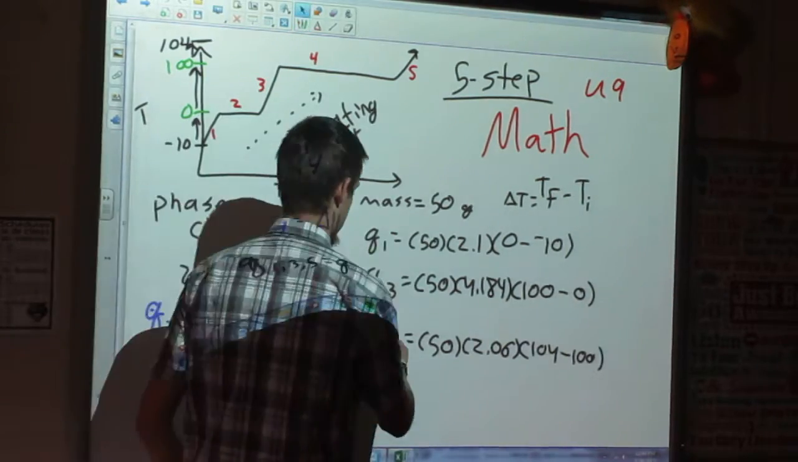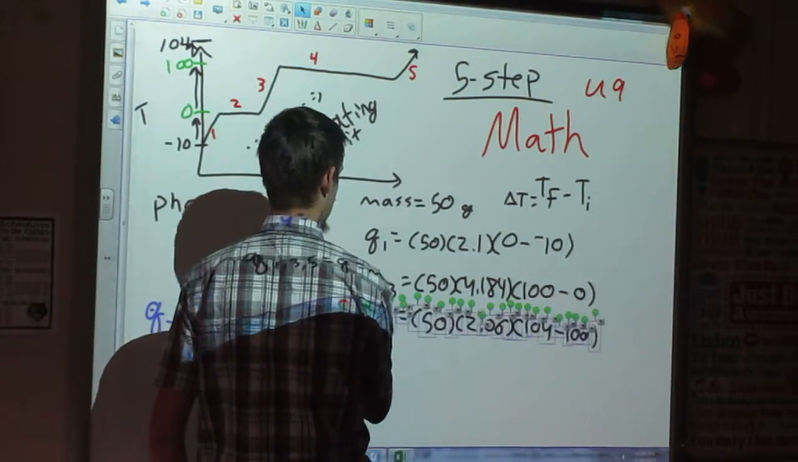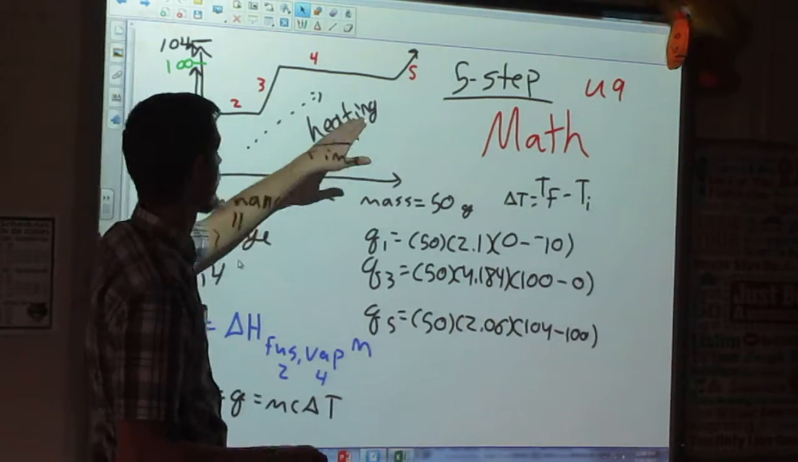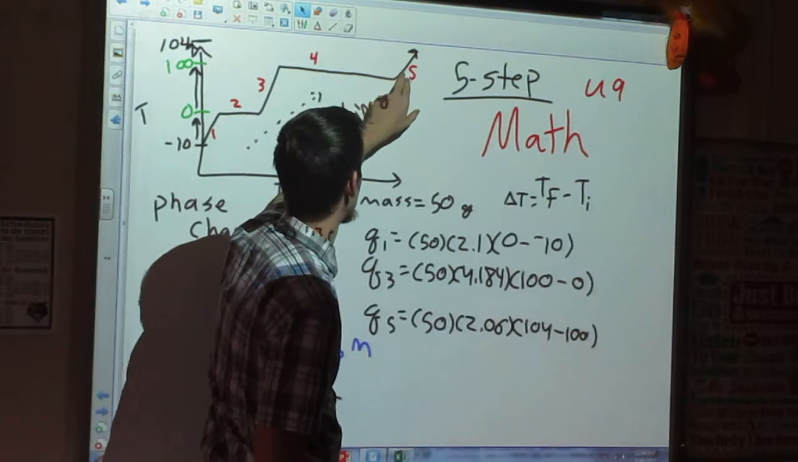Wait, yes. For Q5, why is the 100 at the end now? Excellent. Because it's T final minus T initial. For 5, we started at 100, and we're working our way up to 104.